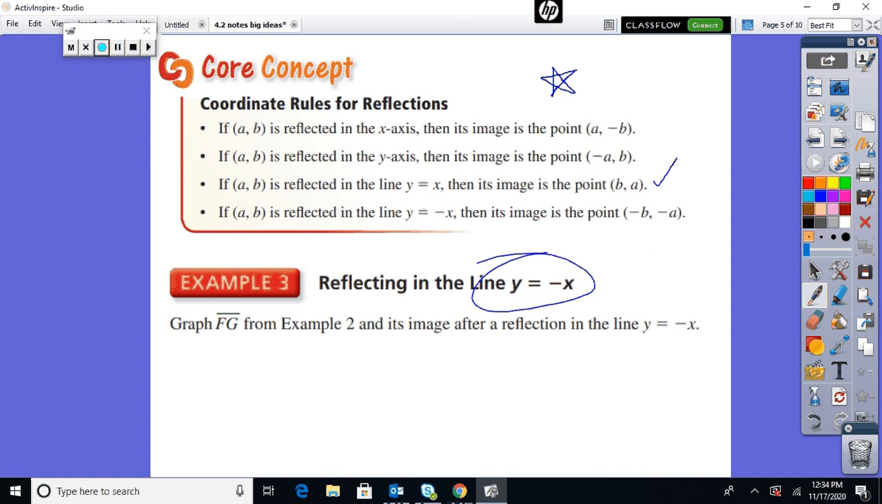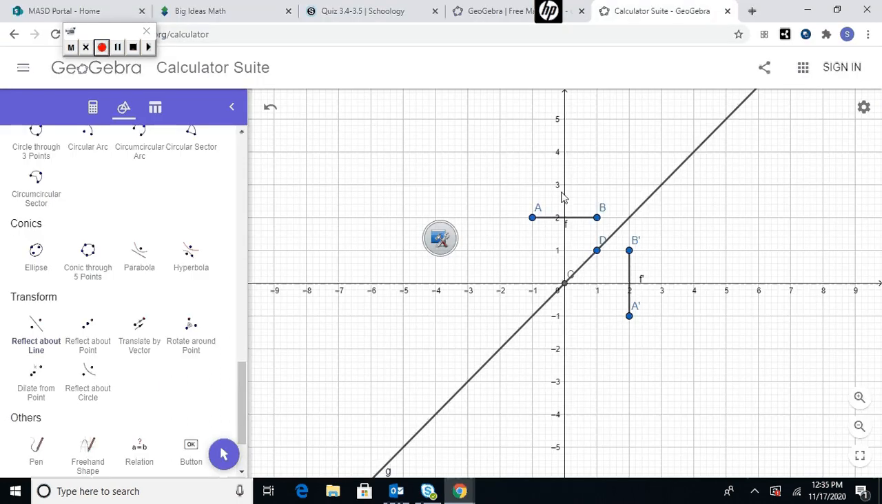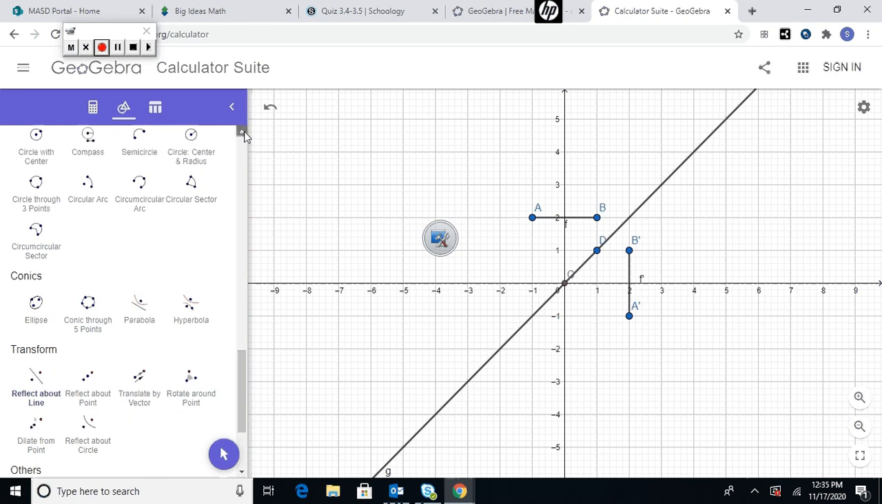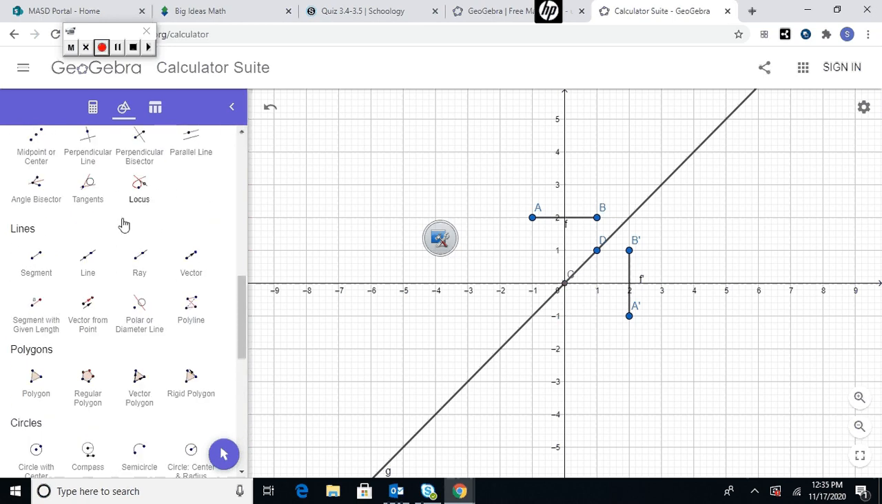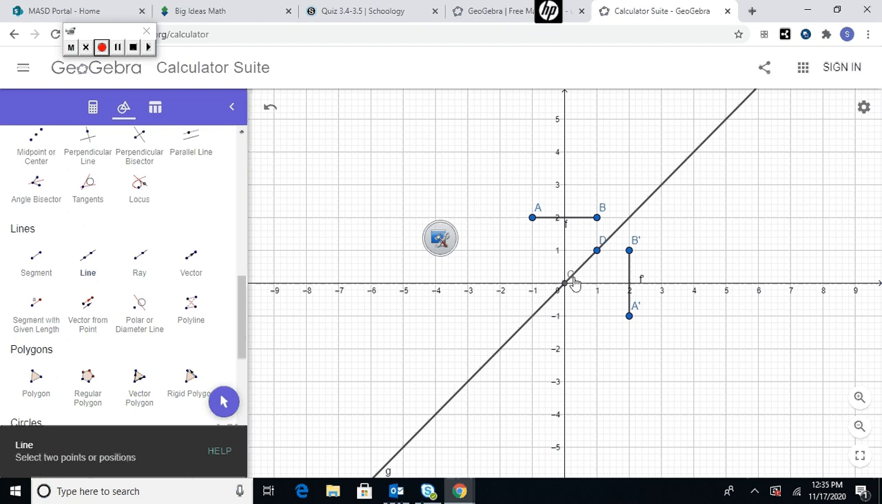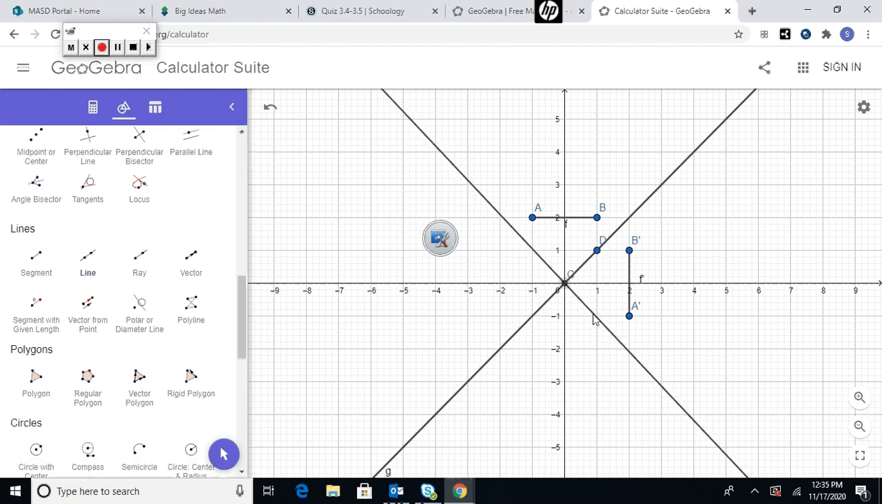Next is the line y equals -x. So let's take a look at what would happen when we reflect in the line y equals -x. So let's take this same segment and let's put the line in. It's just going downhill through the origin at the slope of -1. So these are the two other lines other than horizontal and vertical that you'll have to reflect in.